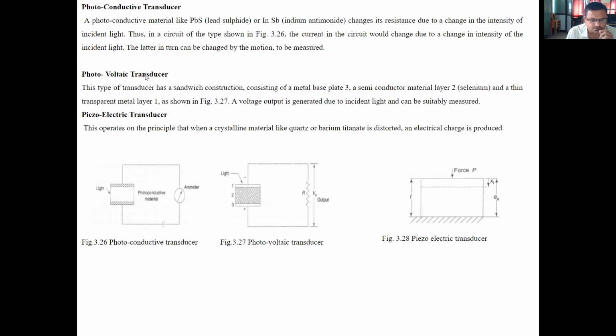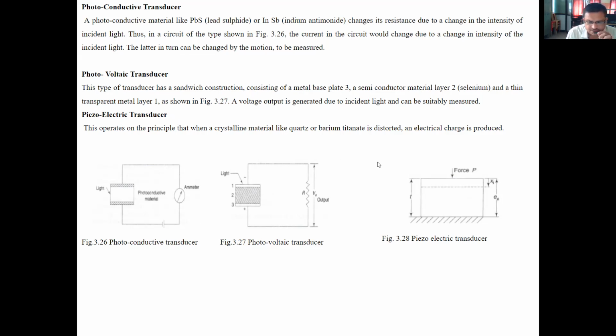Therefore, this is the photovoltaic transducer. This type of transducer has a sandwich construction consisting of a metal base plate 3, a semiconductor material layer 2, selenium, and a thin transparent metal layer 1. As shown in the figure, a voltage output is generated due to incident light and can be suitably measured.